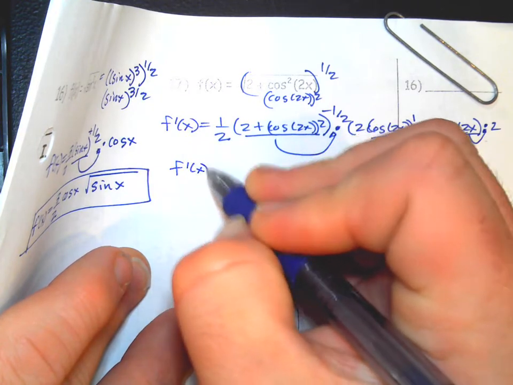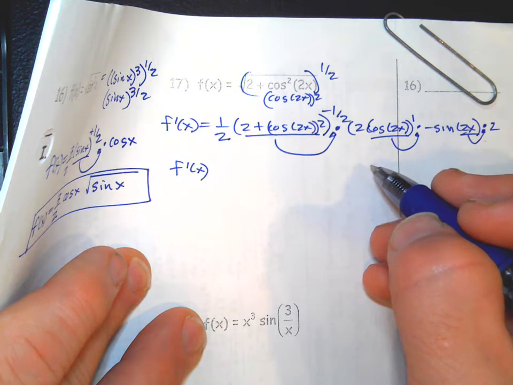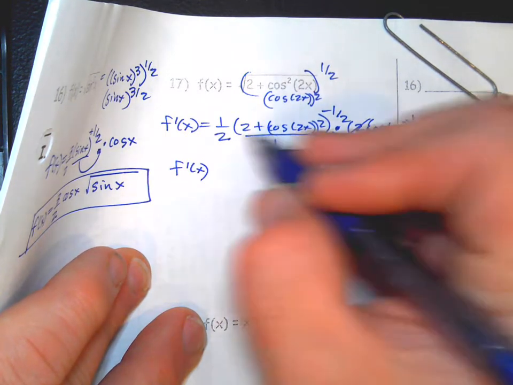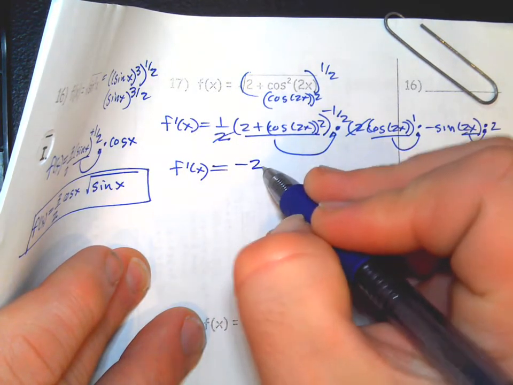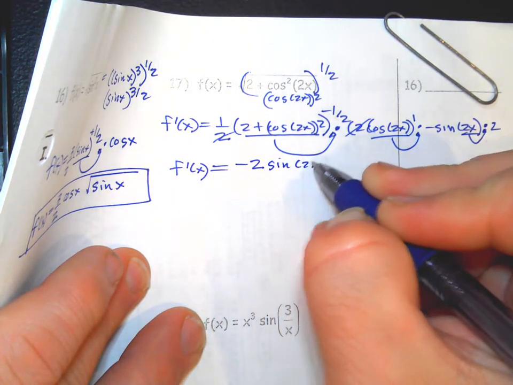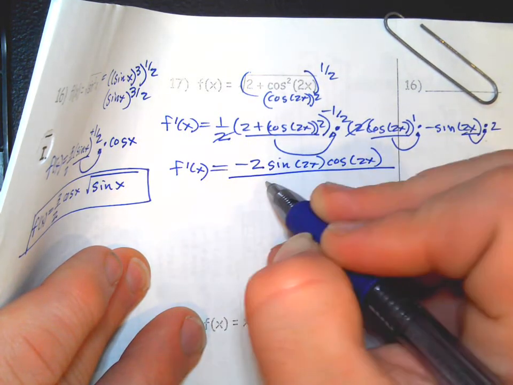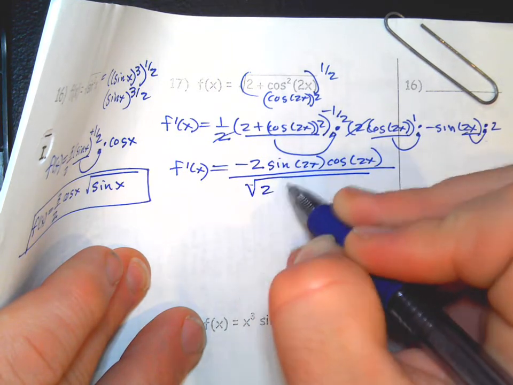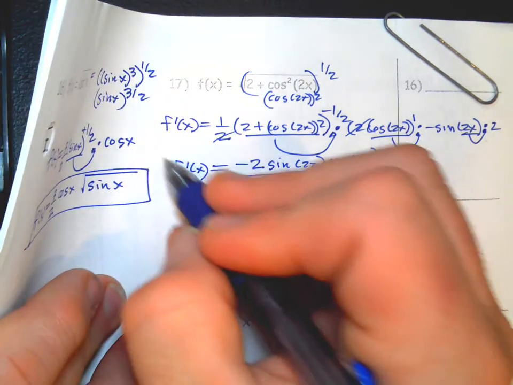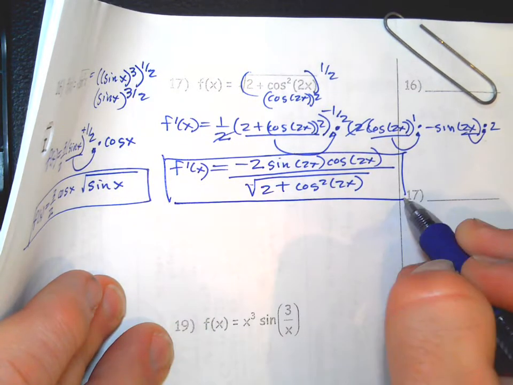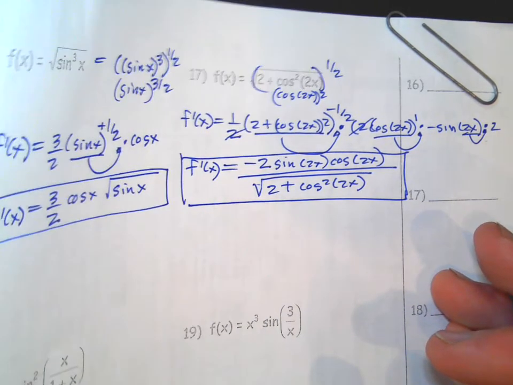No negative exponents, so this all is going to end up in the bottom. We cancel one of these pairs of twos out. So on the top, we're still going to have -2 sine 2x cosine 2x, all over the square root of 2 plus cosine squared 2x. That was pretty good. No negative exponents. Rewrite it nice.